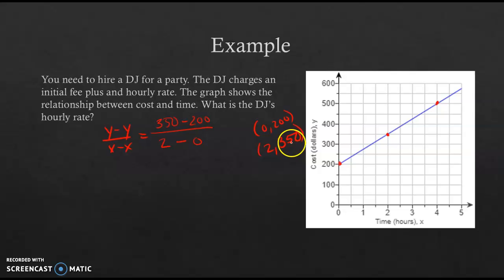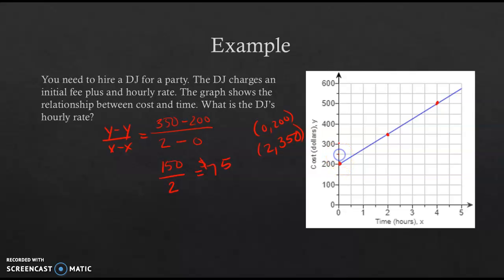And again, remember that whichever point I pull from first for the y's is what I should pull from first for the x's. So 350 minus 200 is 150. 2 minus 0 is 2. And then 150 divided by 2 is, what would that be, 7, so 14, 10, 75. So I get $75. Now I could check and see if the same thing happens when I count.